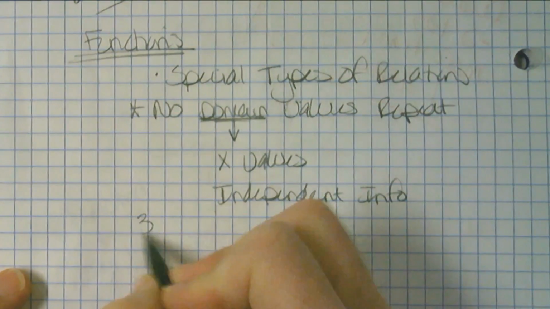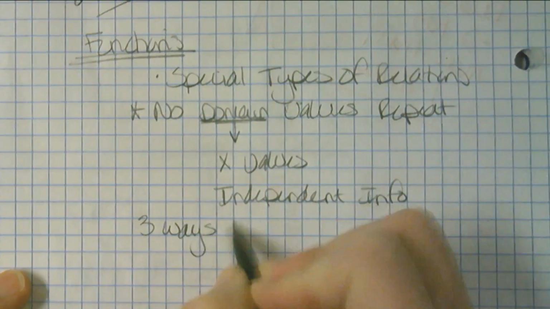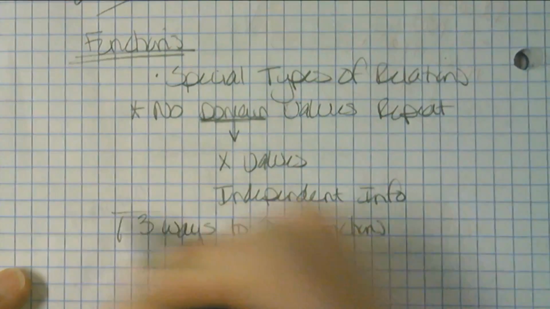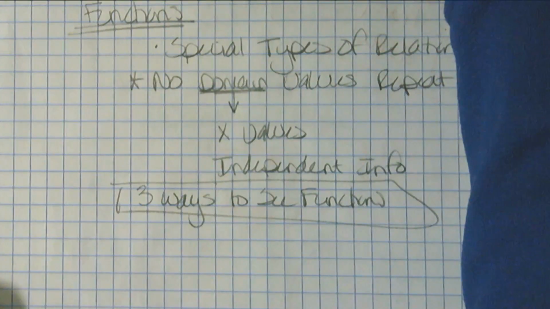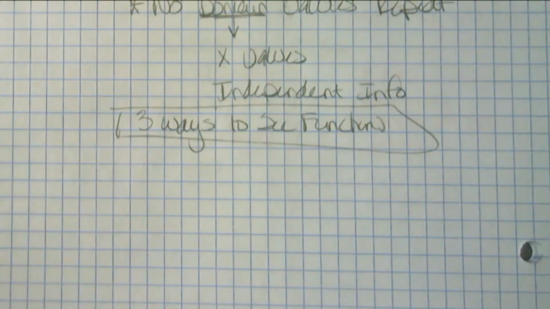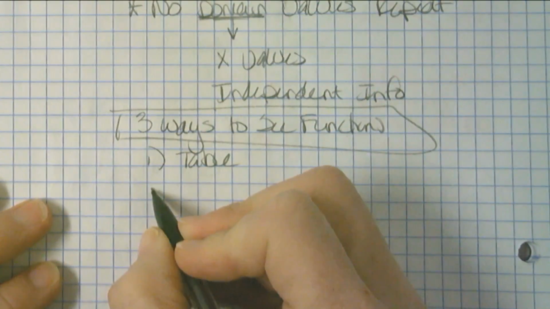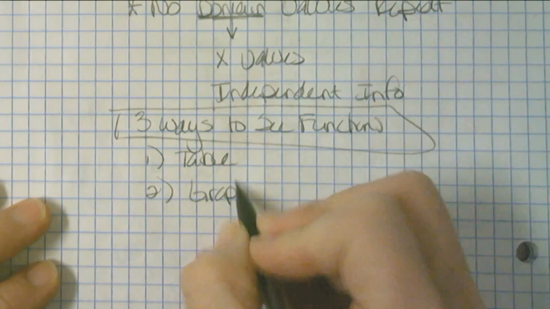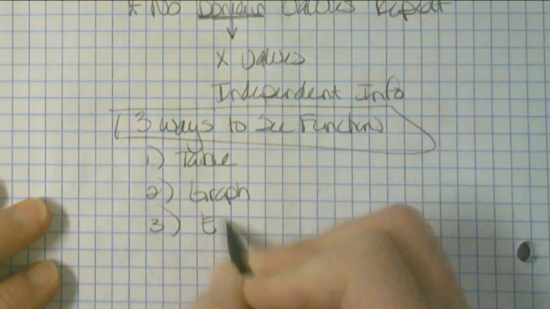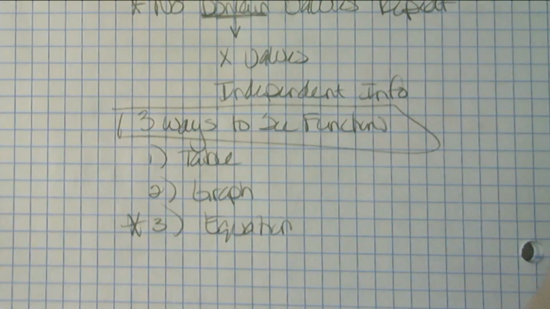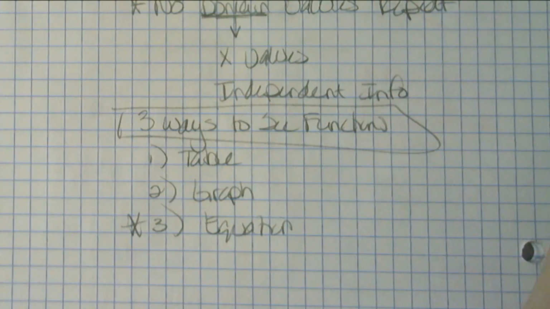All right, so there are three ways to see functions or to represent functions. We've already talked about two of them because they are relations. So one is a table. The second one is a graph. And the third one is an equation. All right, we're going to be taking a look today at equations, is what we're going to be starting with.